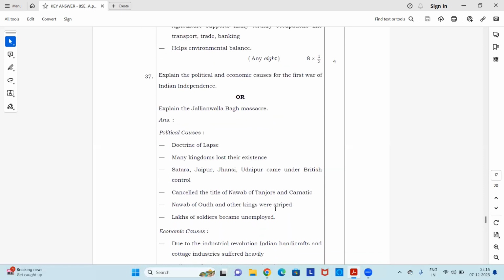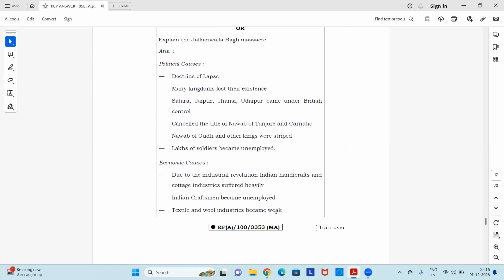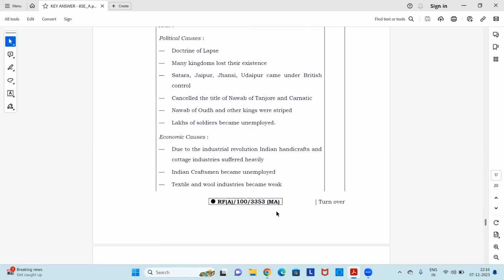Next, explain the political and economic causes for the first war of Indian independence, or explain the Jallianwala Bagh massacre. Again, an option is given. Political causes: Doctrine of Lapse. Many kingdoms lost their existence. Satara, Jaipur, Jhansi, Udaipur came under British control. The titles of the Nawab of Tanjore and Carnatic were cancelled. The Nawab of Oudh and other kings were stripped. Lakhs of soldiers became unemployed. So these were political causes.